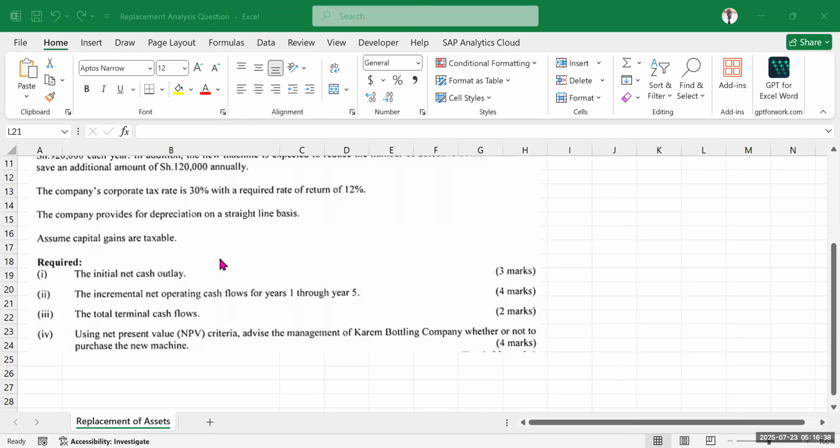Required: Roman 1, the initial net cash outlay. Roman 2, incremental net cash flows, net operating cash flows for years 1 through to year 5. Roman 3, the total terminal cash flows. Roman 4, using NPV criteria, advise the management of this company whether or not to purchase the new machine.